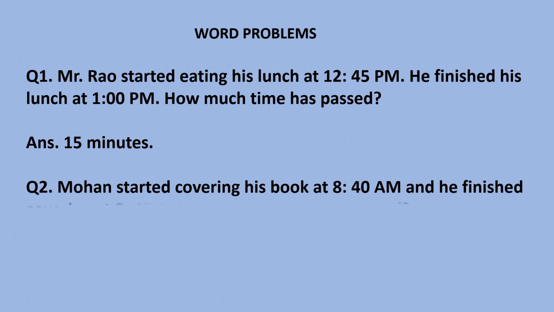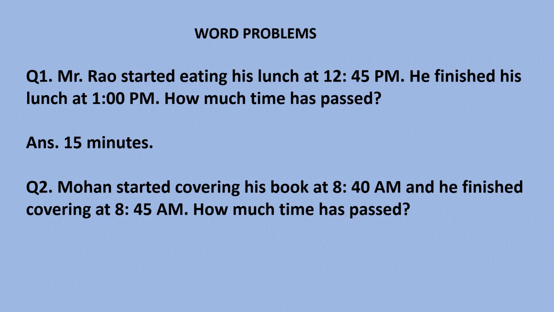Now question 2. Mohan started covering his book at 8:40 a.m. and he finished covering at 8:45 a.m. How much time has passed? Now you can draw the clock also, children, and see what is the difference here. So it took 5 minutes. You can see 40 to 45. Only change in the minute time is 5 minutes. So 5 minutes he took to cover his book.